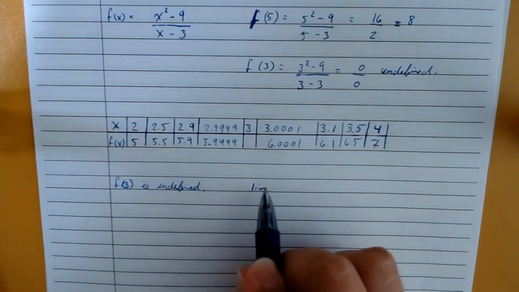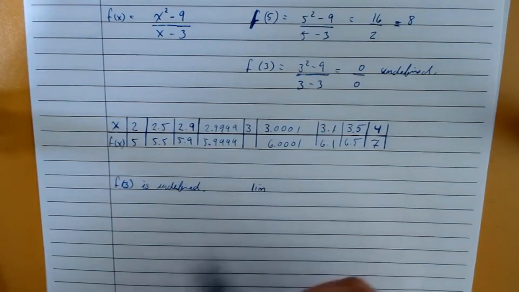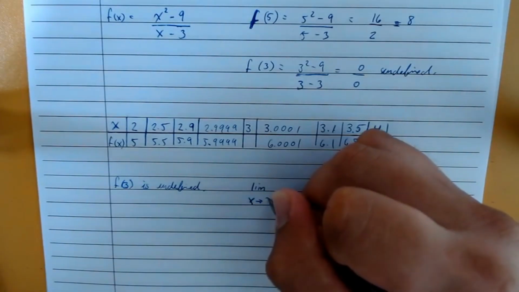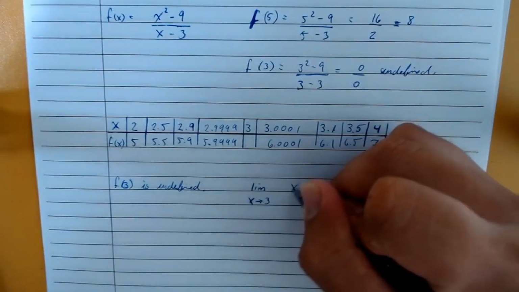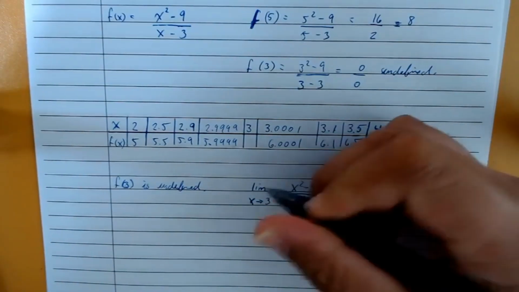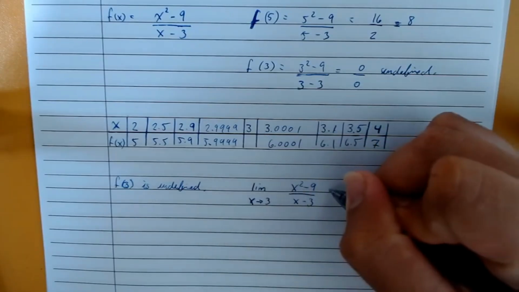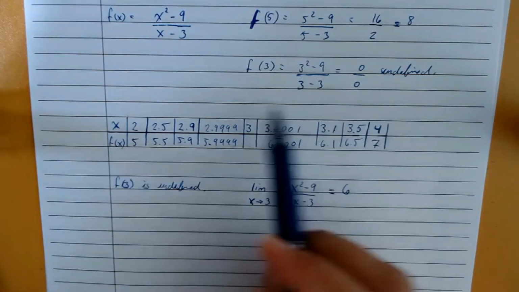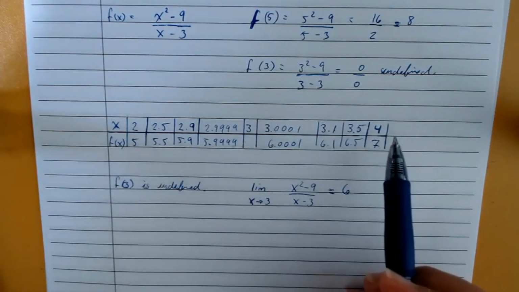Limit. This is read as the limit of something. The limit as x approaches 3 of x squared minus 9 over x minus 3 is equal to 6. This is how we summarize the results of this table here.